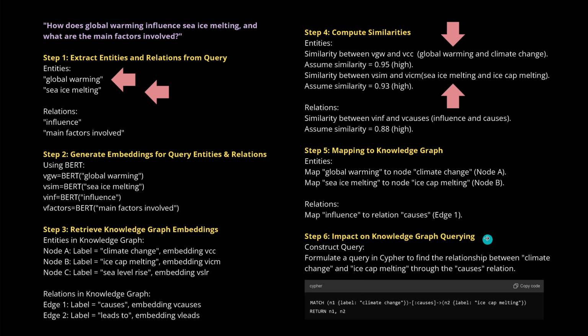My goodness. Yeah, impact on knowledge graph query. Now we can have, for example, here with Cypher, we formulate now a query in Cypher to find the relationship between climate change and ice cap melting through the cause relationship. But you see, this is quite some step, no? Because either you buy here the embeddings from some company that you like, or from your LLMs. But normally I build my own BERT systems because they are highly domain specific.